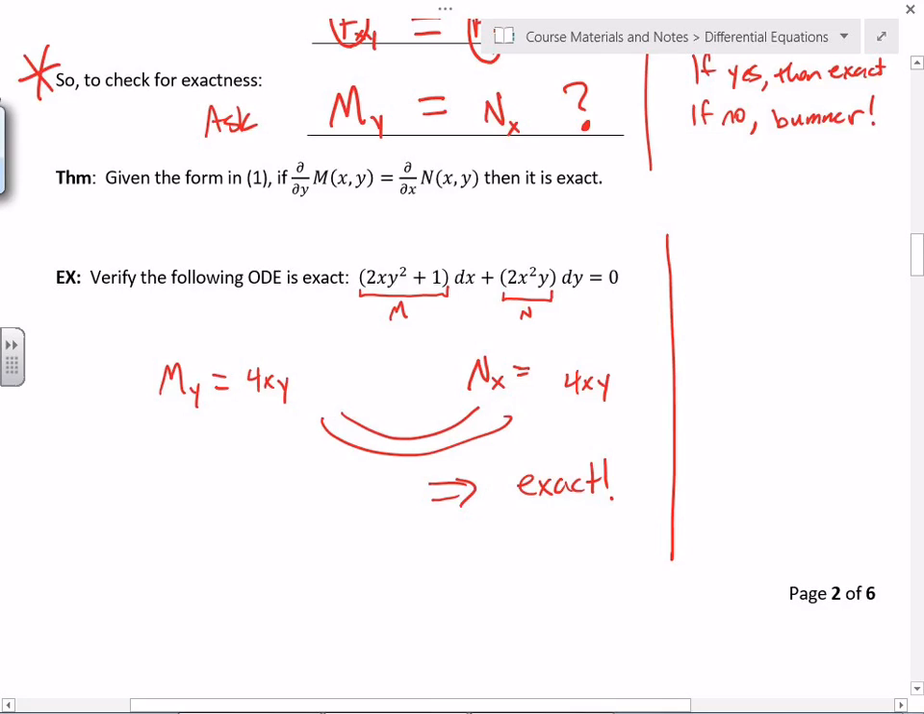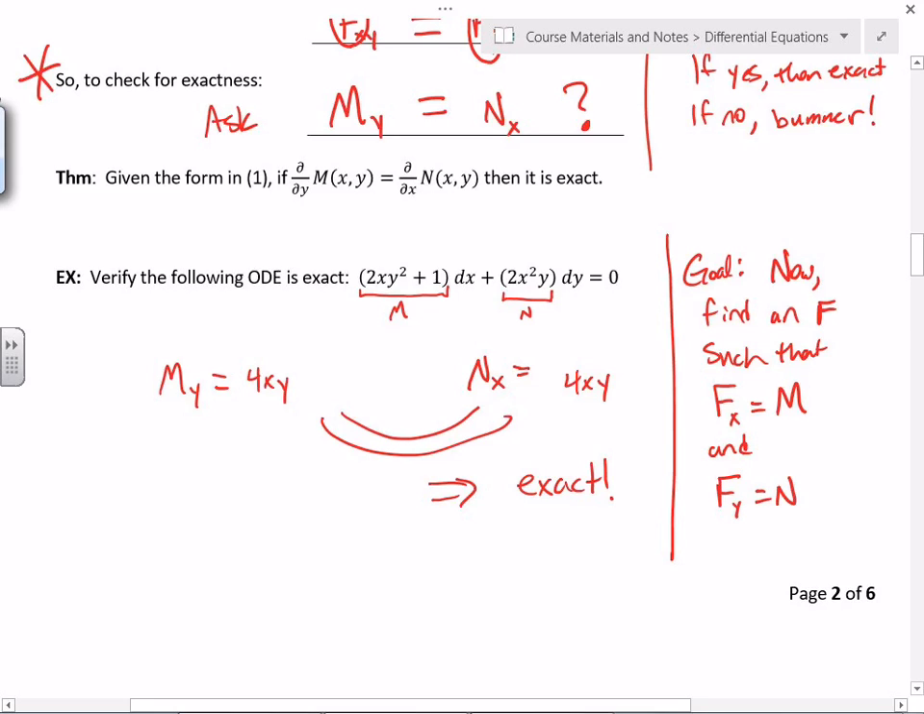Let me just restate our goal. Goal, now find an f such that capital F sub x is M and capital F sub y is N. Then F equals a constant is the solution. It's not as complicated as you might think.